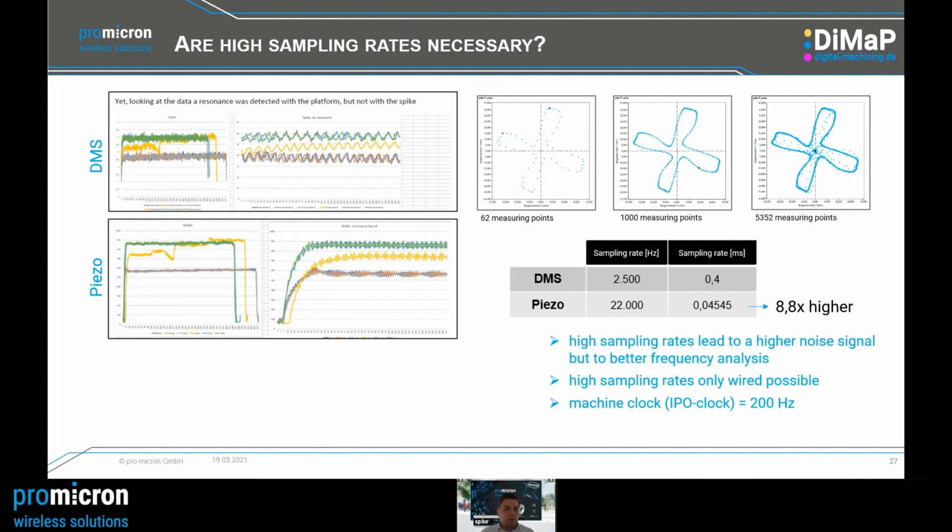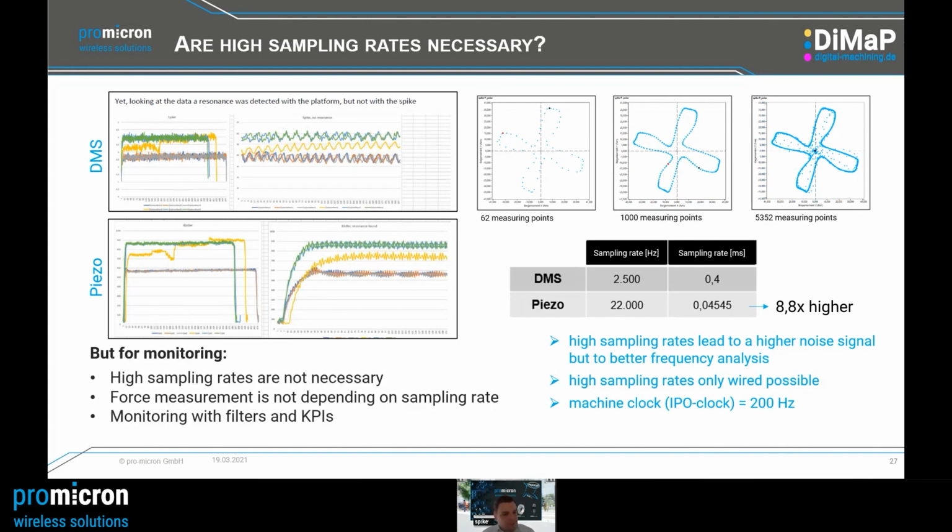So our point is that high sampling rates are not always necessary for monitoring purposes in mass production, in machine connection. Force measurement does not depend on the sampling rate, and in monitoring we mainly even use filters and KPIs to detect issues, so transferring the signal back to the machine is not always required.